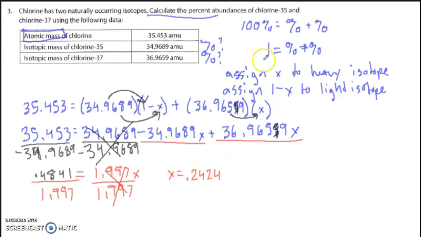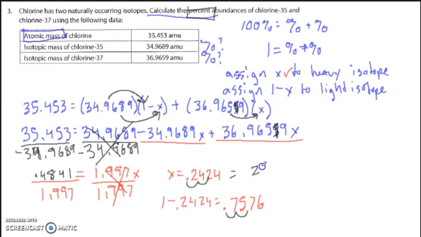No, because I had an x, and I've got that, but I don't have my 1 minus x. So 1 minus 0.2424 equals 0.7576. Great! Now I'm done, right? Nope. These are decimals. I don't want decimals. It asked me for percentages, right? Percents. So I have to put these in percents. So bump, bump, bump, bump.